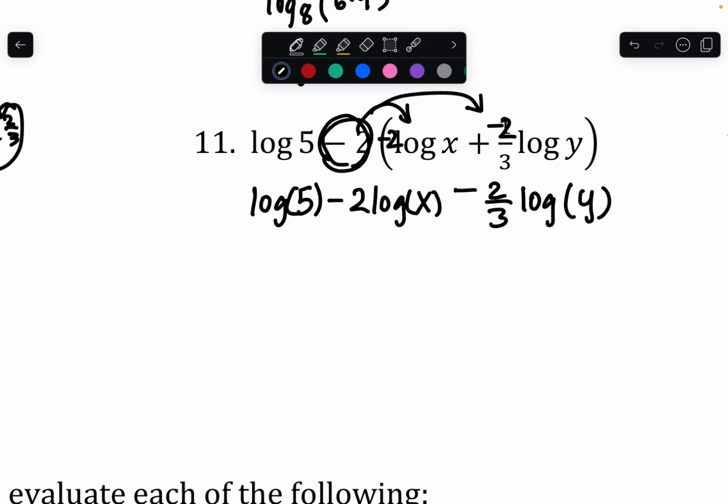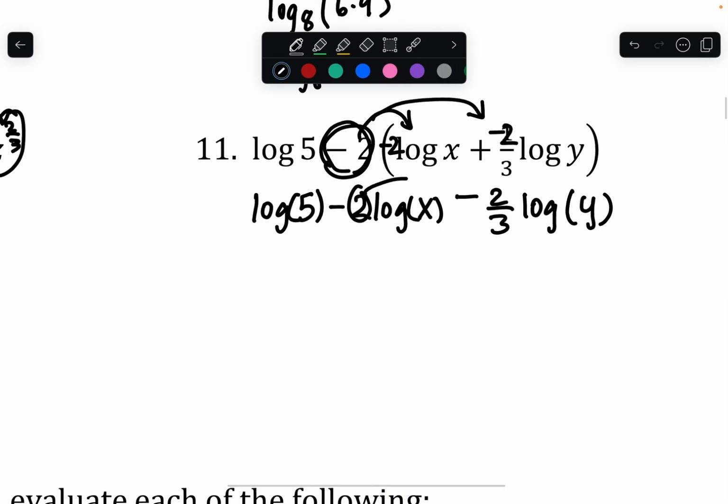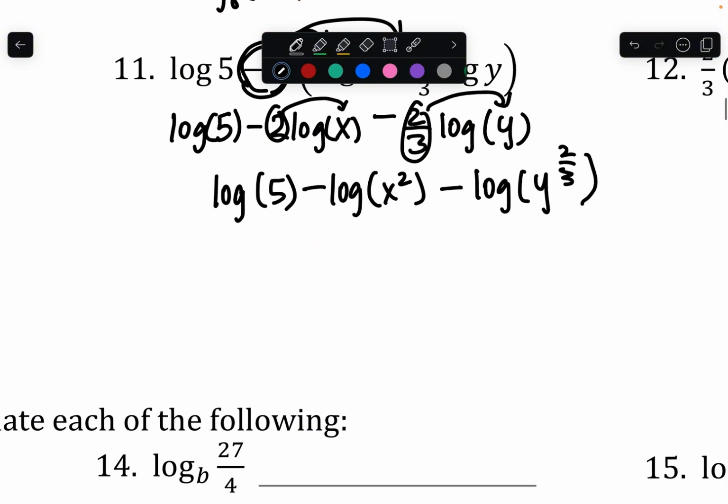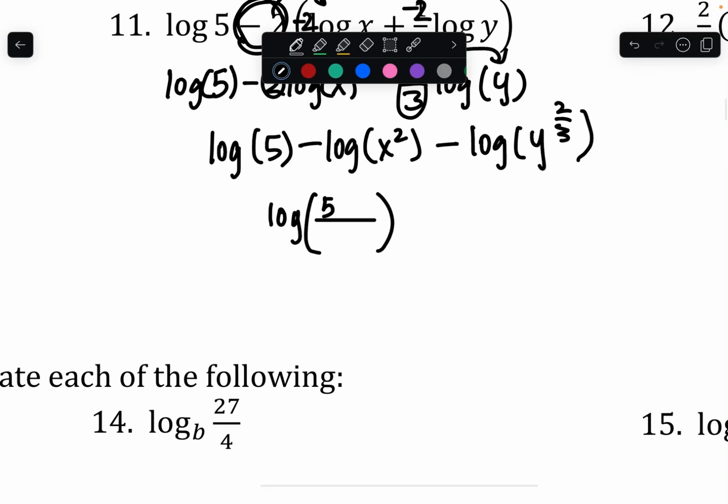Now, because I'm seeing some multipliers, I'm going to go ahead and put those inside their respective logs, keeping the minus sign outside. And so I have log of 5 minus log of x squared minus log of y to the 2/3. Okay, because I see some negative logs, I'm going to go ahead and put my 1 log in my 1 fraction bar. The 5 is positive inside a positive log. The x squared is inside a negative log. The y to the 2/3 is inside a negative log. And so that would be our final answer. 1 log, everything inside.